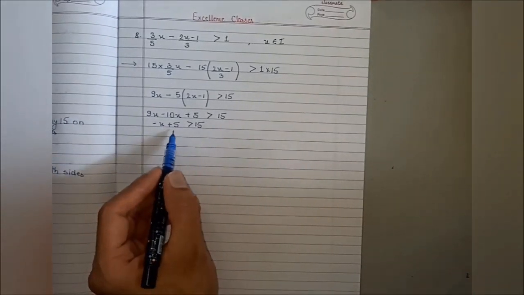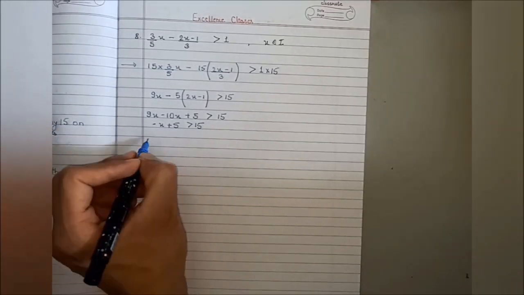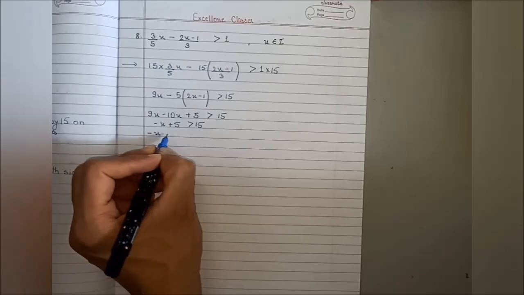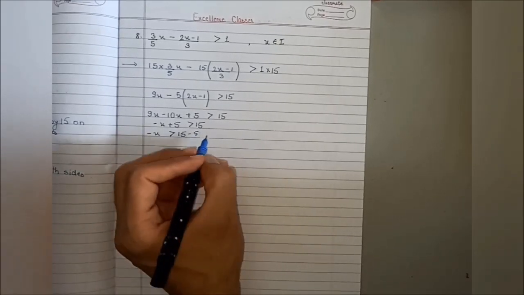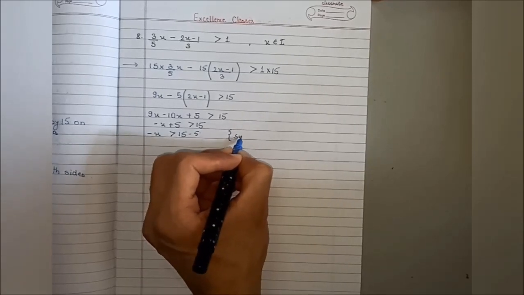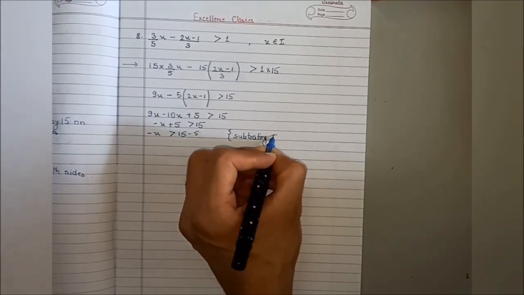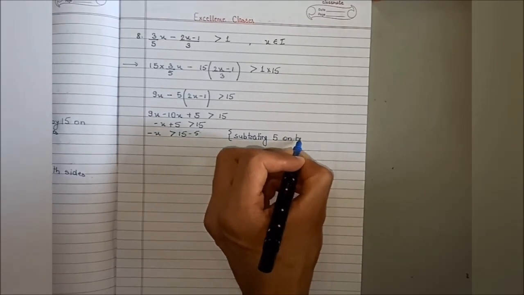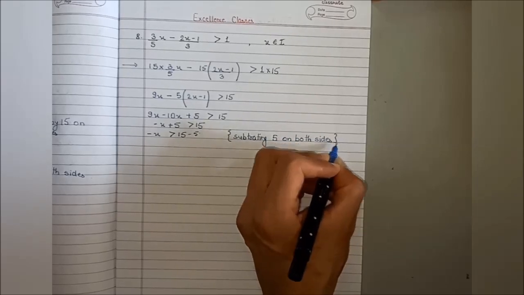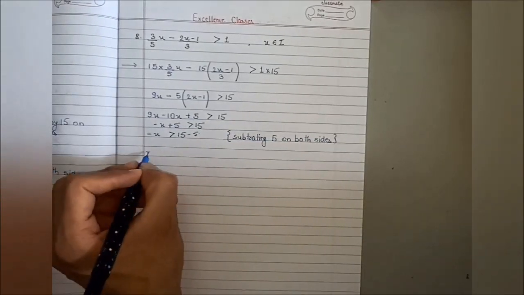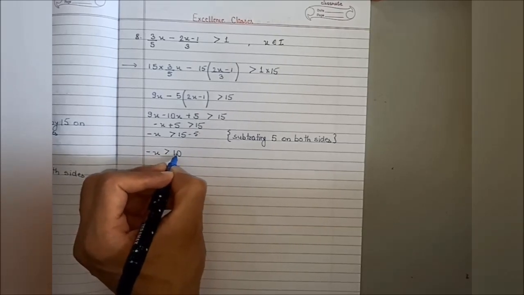Now if I want to remove this plus 5, I will have to subtract 5 from this equation. So this will turn out to be minus x greater than 15 minus 5. As I am subtracting 5 on both sides, the inequality sign is not going to change. So this gives me minus x greater than 10.